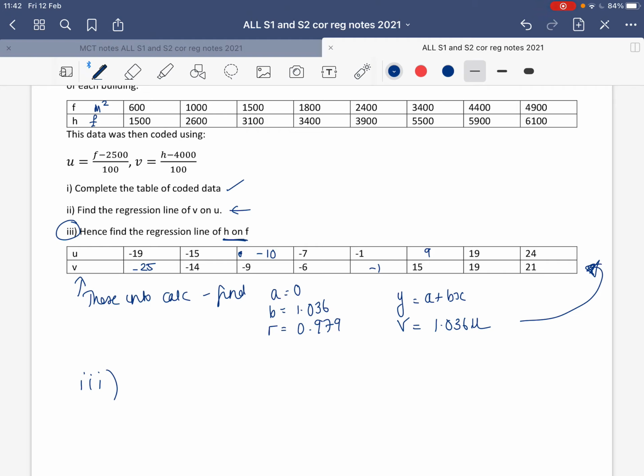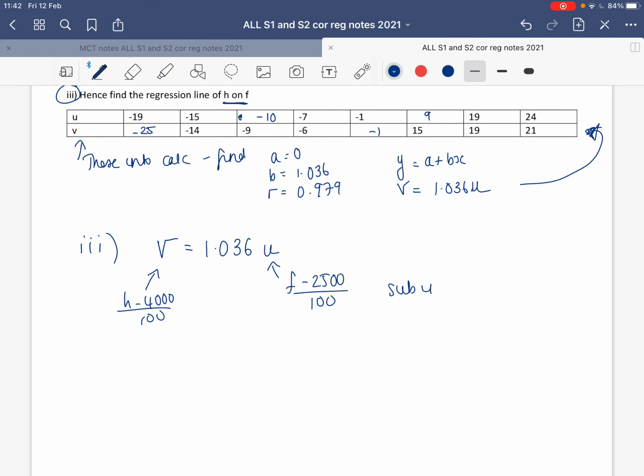So what do we know about how H and F are linked? Well, we know V equals 1.036U, and we know that V is equal to H minus 4,000 over 100, and we know U is equal to F minus 2,500 over 100. So we're going to sub those in. So that gives us this.